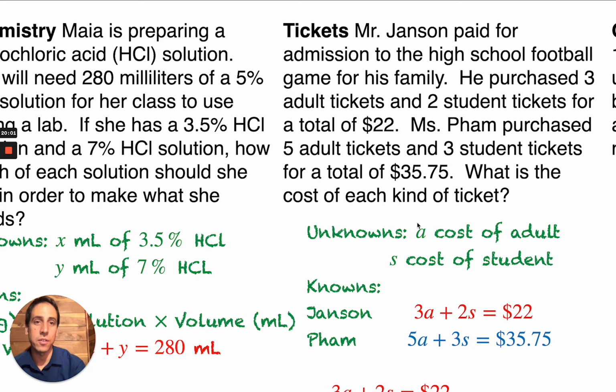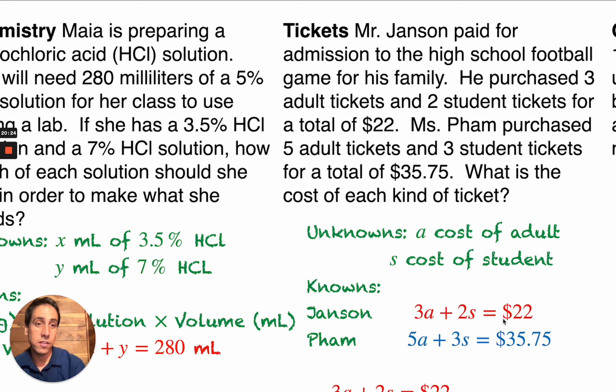There are my unknowns. I'm going to choose a letter from the alphabet to represent the thing we don't know. What do we know? We don't know the cost of the adult. We don't know the cost of the student. I'm going to let A represent this, and S represent that. We got two different totals, $22 and $35.75. And now I'm going to take these numbers and combine them all into an equation that helps me figure it out.